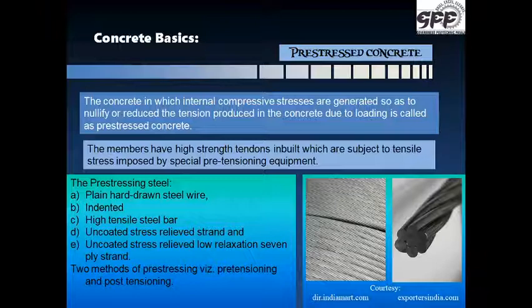So what we do is, the portion which is supposed to be in tension, we put compressive force over there so that when the tension would come, that tension will get nullified and finally the concrete itself will be able to take the load. The concrete itself is good in compression. Because it is compressed, crack development also would be reduced. In order to do this, the members which would be subject to tension during the loading have high strength tendons inbuilt, which are subject to tensile strength imposed by special pre-tensioning equipment.